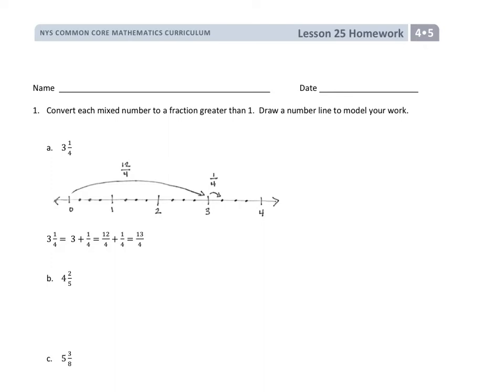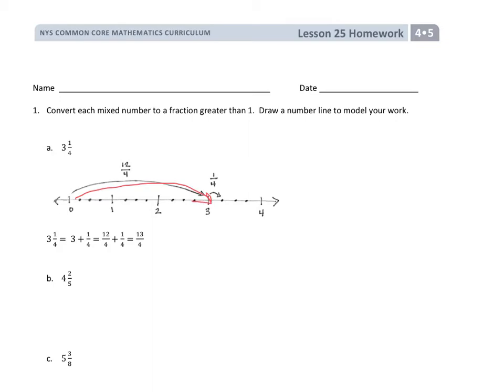On tonight's homework, students are going to practice taking mixed numbers and making them improper fractions, and then also thinking about taking improper fractions and making them mixed numbers. So in the example, you can see how the number line is drawn and the arrow goes from 0 to 3, and then students are converting that 3 whole into fractional parts.